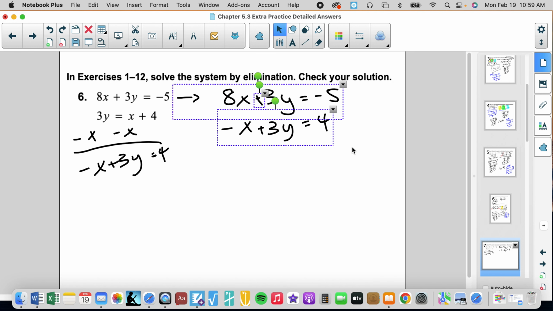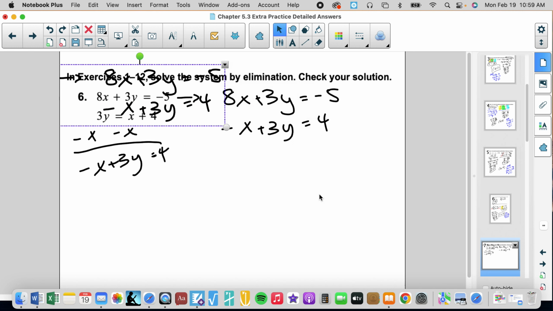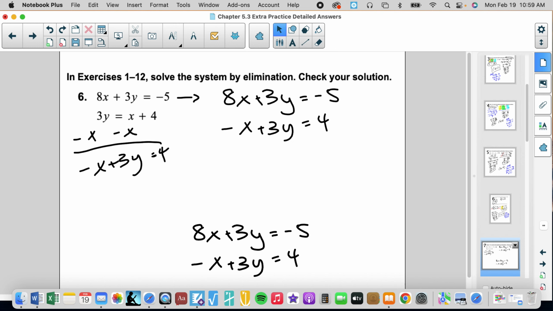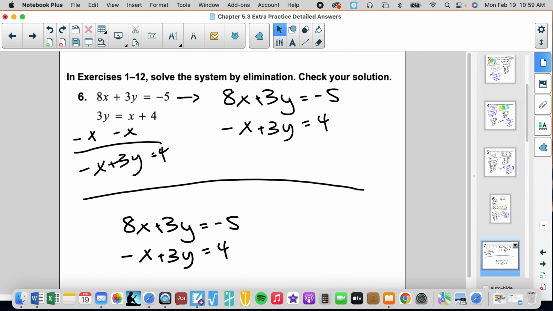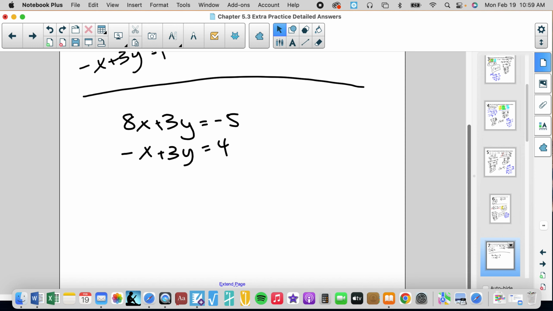Copy. I'm going to paste. I'm going to group so you don't lose them. Thank you. I'm going to erase this. And then I'm going to do this. I'm going to move you guys over a little bit. Now, what variable do we want to cancel? I think it's best to cancel the y's because they're identical.